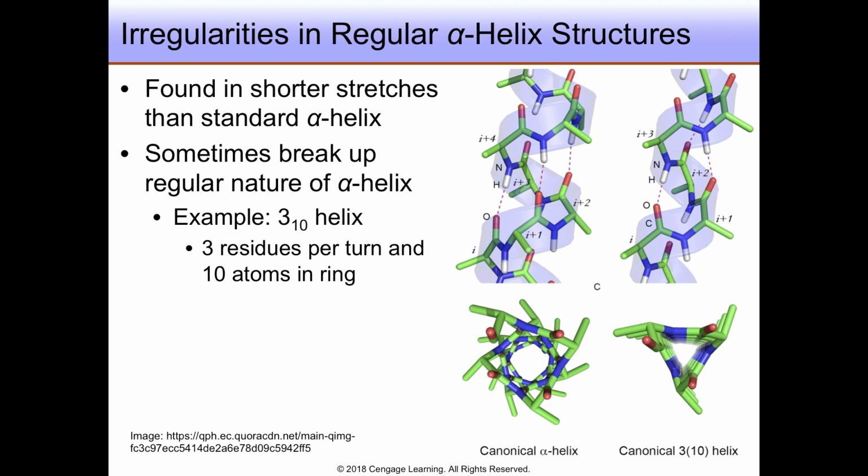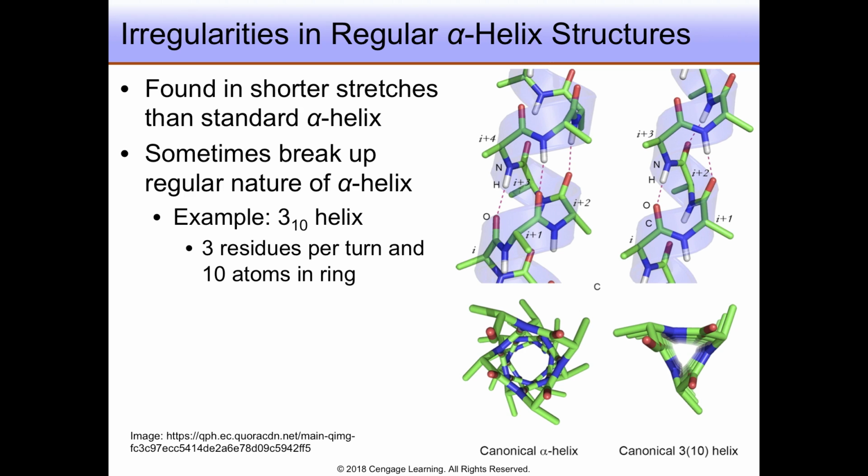There are also other types of helices that break up the regular pattern of the alpha helix. A good example of this is the 3-10 helix pictured on the right, which has 3 residues per turn and 10 atoms in the ring formed by the hydrogen bond.